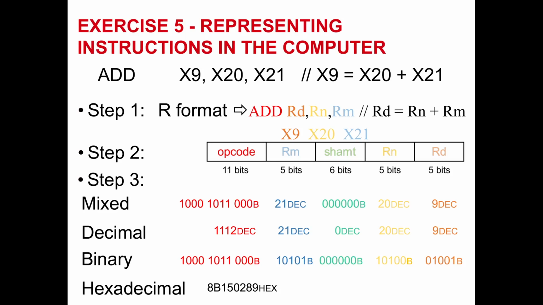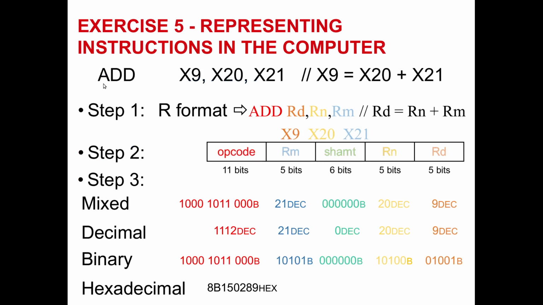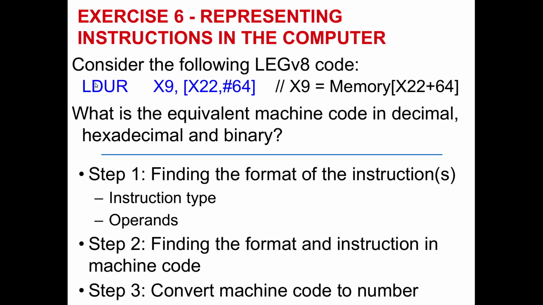And next we go to exercise number 6. We will check how the LDUR code is represented in the computer, but instead of working with the ADD instruction, now we will work with the LDUR instruction, and we know that LDUR is the instruction for working with memory. And so the question is, what is the equivalent machine code in decimal, hexadecimal and binary?